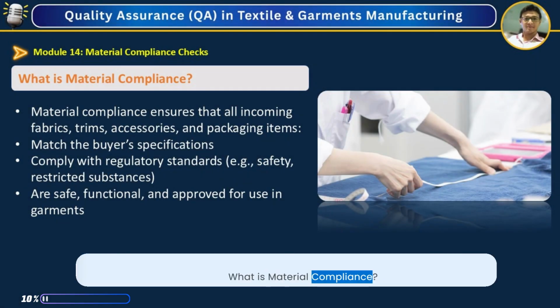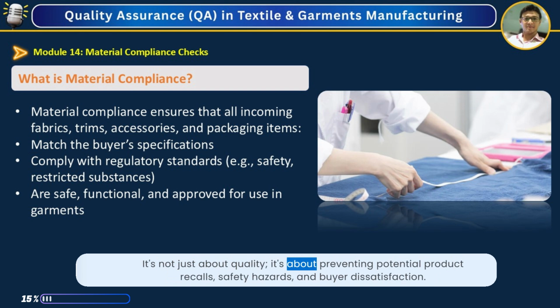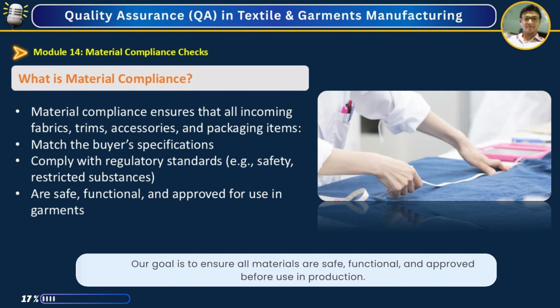What is material compliance? Material compliance is a crucial step in garment manufacturing. It ensures that everything we bring into the factory from fabric to packaging meets buyer requirements and legal safety standards. It's not just about quality, it's about preventing potential product recalls, safety hazards, and buyer dissatisfaction. Our goal is to ensure all materials are safe, functional, and approved before use in production.